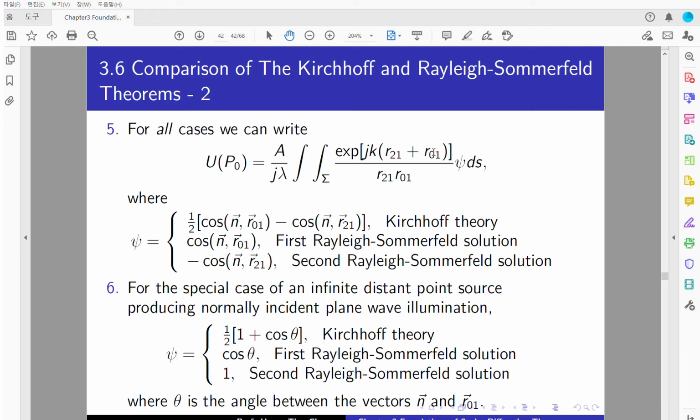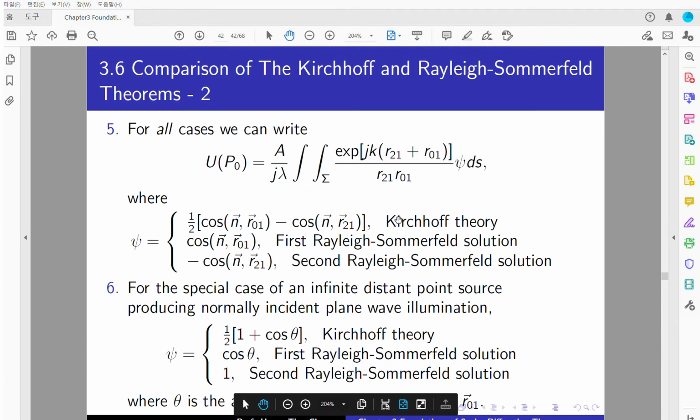Okay. So in general, you can say that for the Kirchhoff theorem, this psi becomes this cosine, and the first Rayleigh-Sommerfeld solution looks like this, and the second Rayleigh-Sommerfeld solution looks like this. And for the case of an infinite distant point source, or you can say a normally incident plane wave, we can say that this Kirchhoff theory is given by this simple form. And then we get the cosine theta and the 1 here.